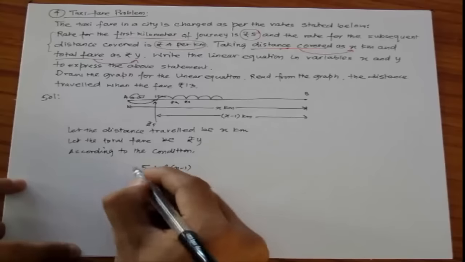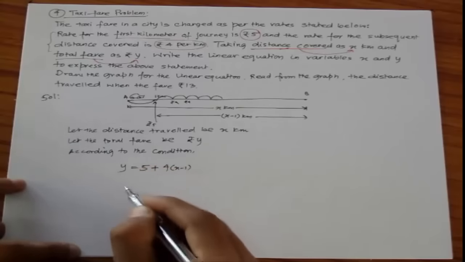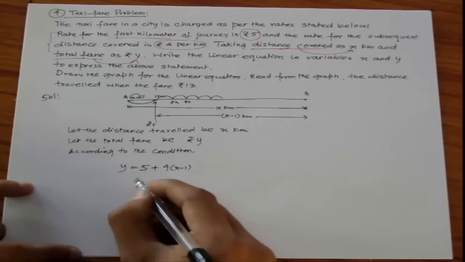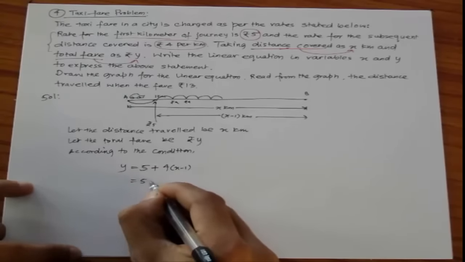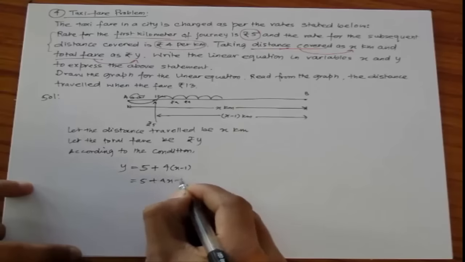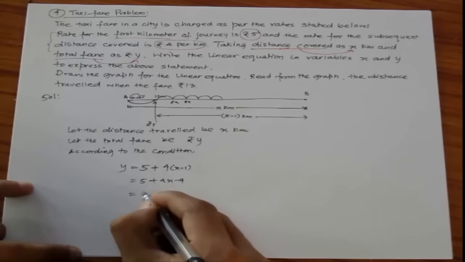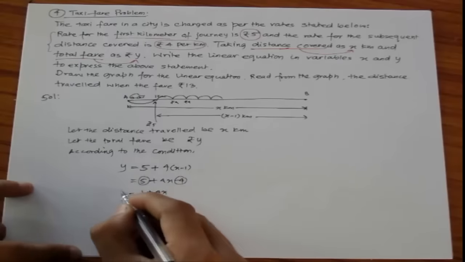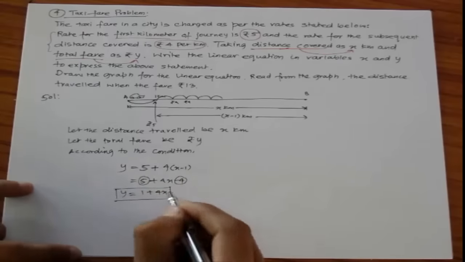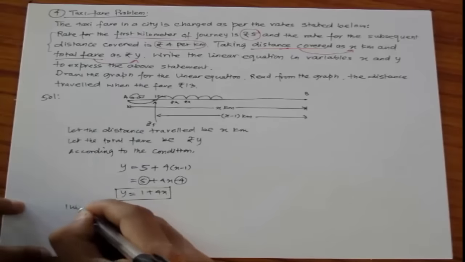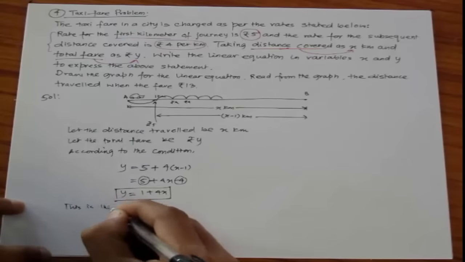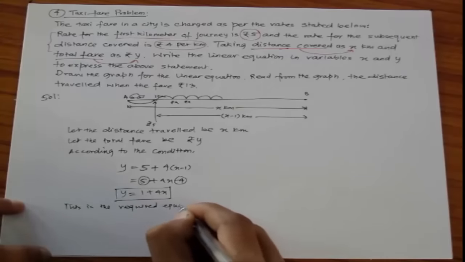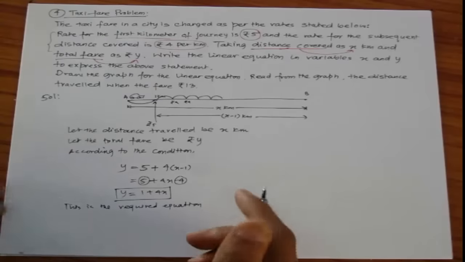When you add these two you will get the total fare, and the total fare is y, and this is how we express a linear equation in two variables. Now simplify this equation. y = 5 + 4x - 4, which equals 1 + 4x. 5 minus 4 means 1. So this is a linear equation in two variables. This is the required equation. So it's very simple, right?